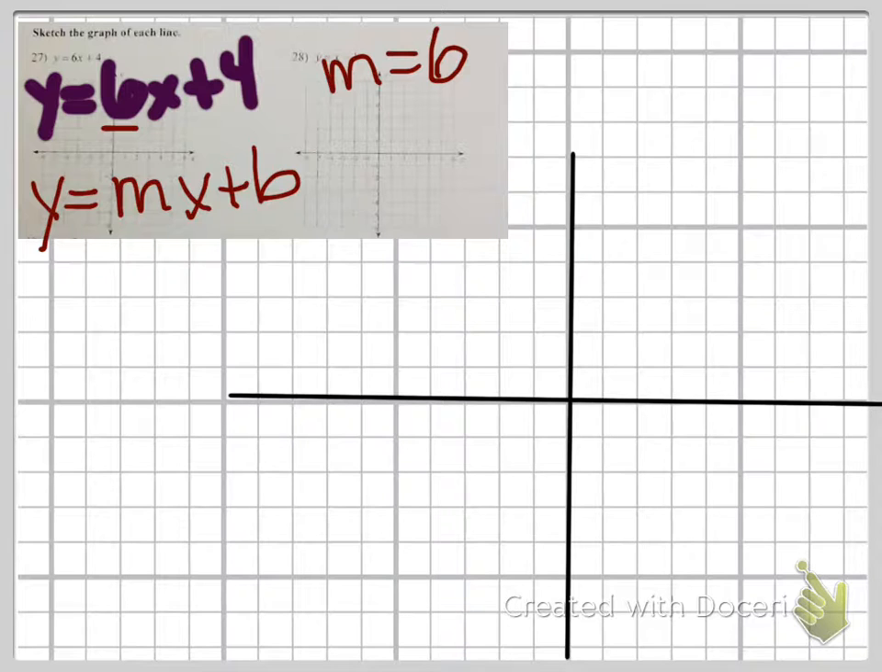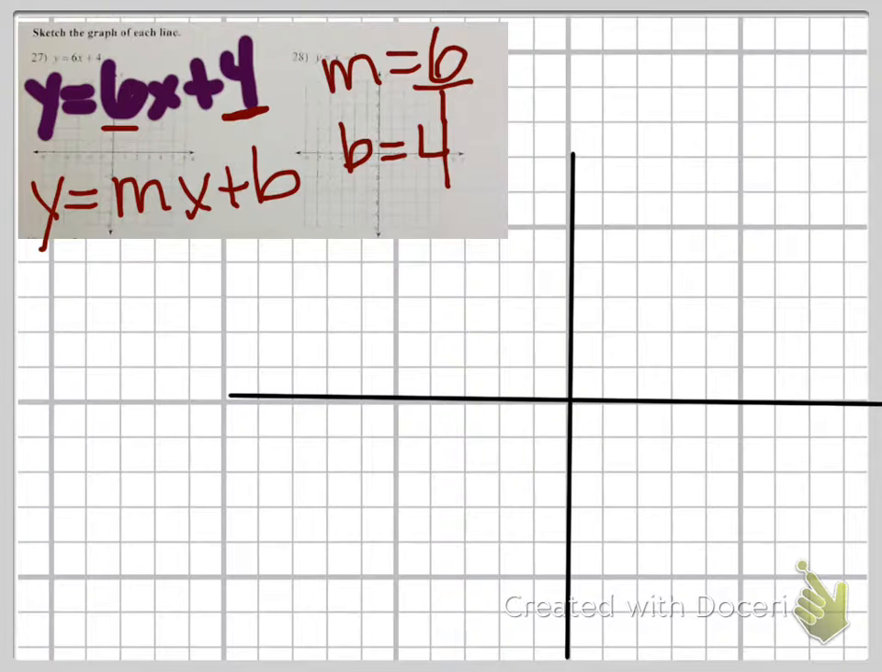Whenever we have a whole number, I want you guys to practice writing those whole numbers as fractions. So just always put a 1 under it. So it'll be 6 over 1. And for our b value, we know that's our y-intercept, and here our b value is 4. Once we identify our slope and our y-intercept, just like before, we always want to start at our y-intercept. So here I know that b is 4, so it's positive 4.